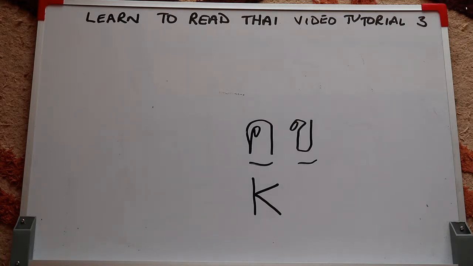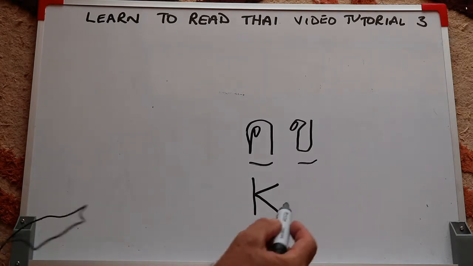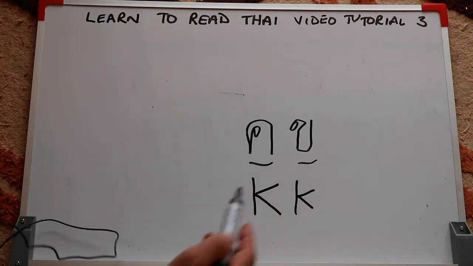Okay, ko kwai means buffalo, and it's a low class consonant, but don't worry about that. And ko kai means egg. That's a high class consonant. So those are the two consonants I'm going to introduce today. They both make a K sound as an initial consonant and a K sound as a final consonant.